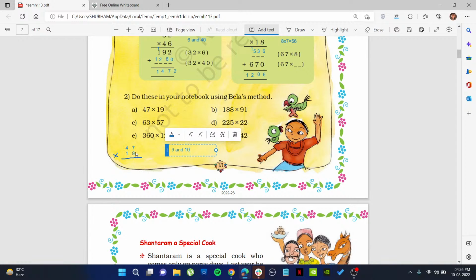Okay. So 47 times 9. 9 times 7 gives us 63. So we'll be writing 3 and 6 will be regrouped to the next column. 4 times 9 is 36 and we'll be adding 6, and we get 42.